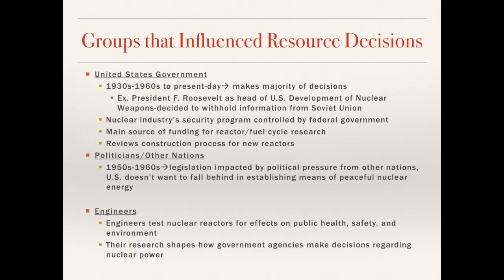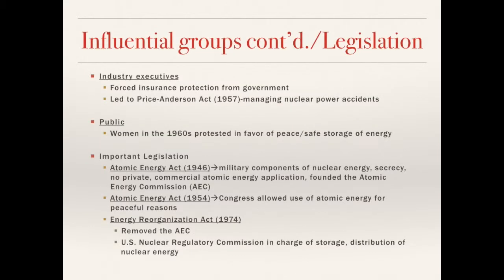The U.S. government is the most influential in making decisions about nuclear energy. The government controls the nuclear industry's security program, reactor construction, and research. Politicians during this time competing with other nations also impacted power distribution. Engineers have shaped resource legislation by conducting research, which is then used as a basis for government decisions about the storage and distribution of the energy. Industry executives and the public also pressure the government for more safety considerations.